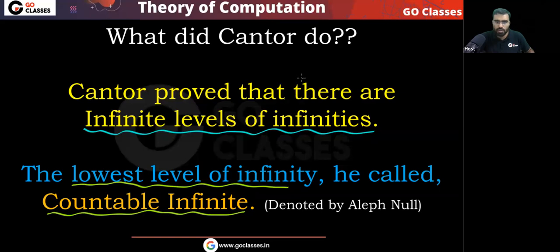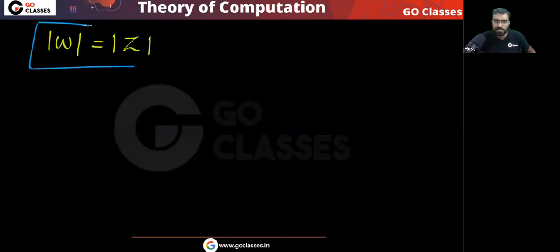In the last lecture we have seen that the cardinality of whole numbers is the same as the cardinality of integers. In this lecture we will see that the cardinality of whole numbers is the same as the cardinality of natural numbers.